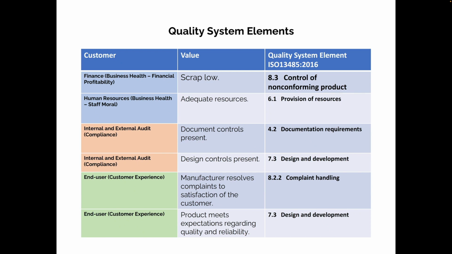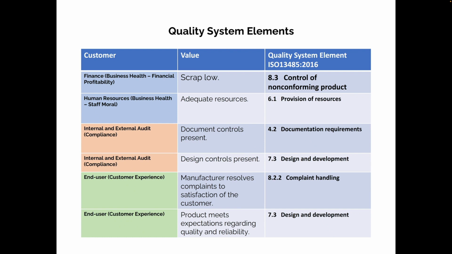So if you look on the left-hand side of this table, you've got the different customers. So we've got, in blue, the business health aspects of the company. In the top one, you've got financial profitability, which is obviously the biggest bucket. But the health of the business, the staff morale, is an aspect. That's an area which is very often covered by human resources. So you've got a customer expectation straddling two functions.